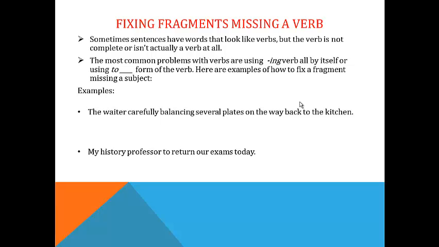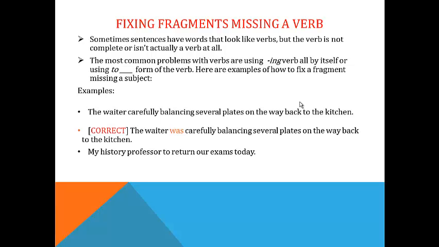The waiter carefully balancing several plates on the way back to the kitchen. Can the waiter really balancing? No, he was balancing, or maybe he balanced. You need to either add a helping verb to make the verb complete, or turn balancing into a verb on its own. And so here we added a helping verb to be able to convey appropriately what was really happening, the action happening here.